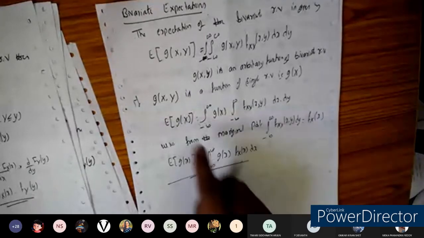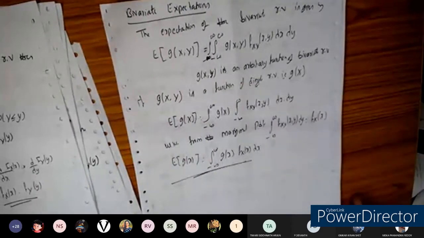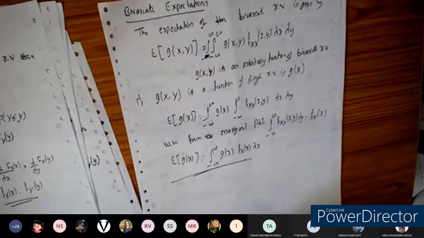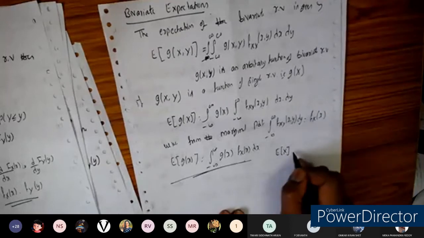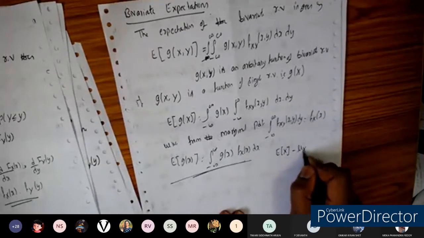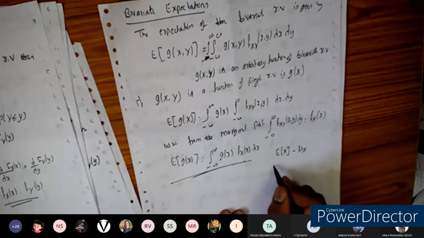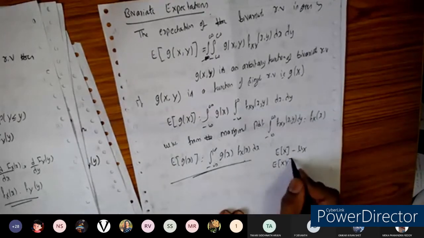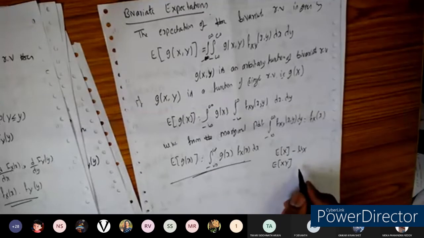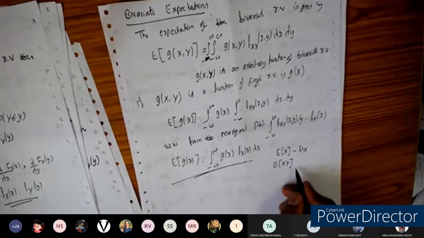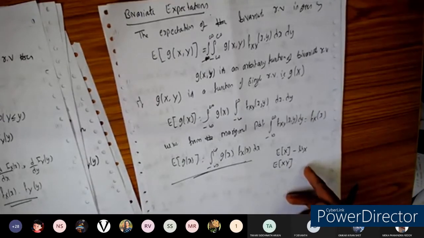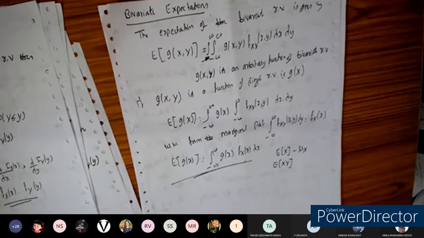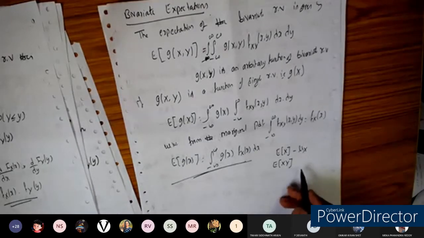So this is the expectation of the random function. In the previous single random variable case, we saw that the expectation of x is called the mean. Similarly, if there are two random variables x and y, we can't call this a mean. Because there are two random variables, we have to give it some other name. We call it the correlation between the random variables x and y.